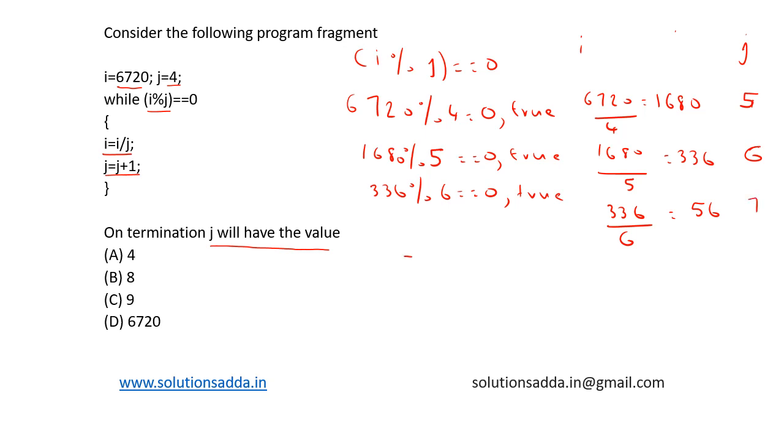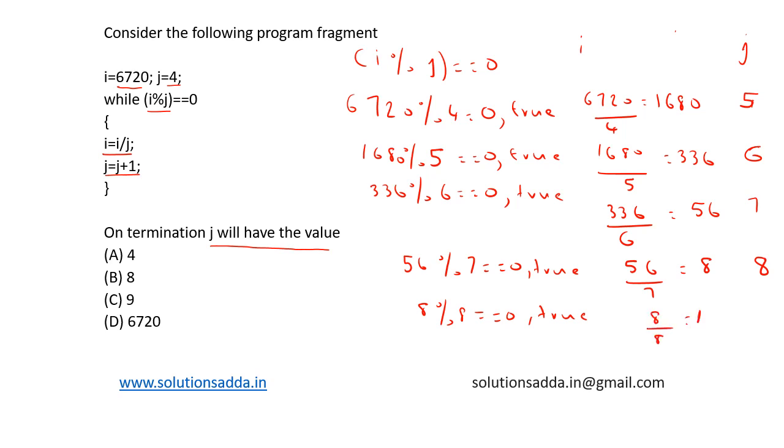Next we have 56 mod 7, which is also equal to 0. So it is true. So we have 56 divided by 7, which is equal to 8. Here we have 7 plus 1, 8. Now we have 8 mod 8, which is equal to 0. This is also true. So we have 8 divided by 8, which is equal to 1. j will be 9. Now we have 1 mod 9, which is not equal to 0. This is false.